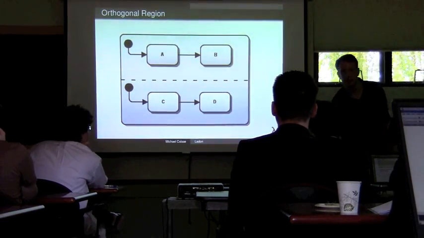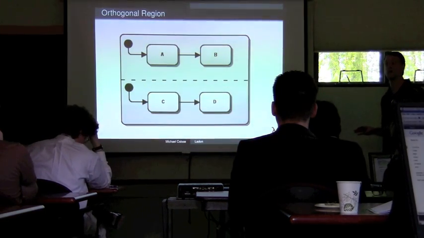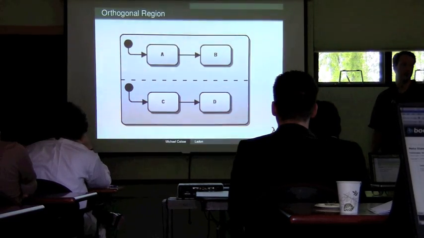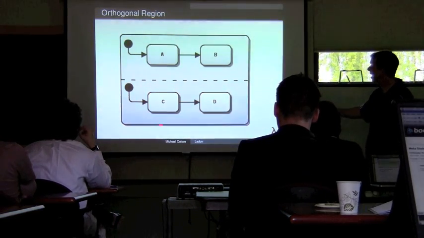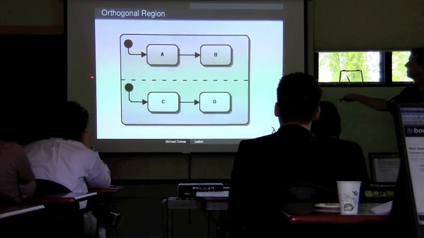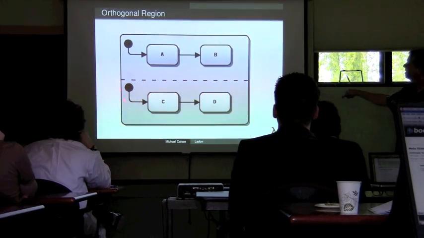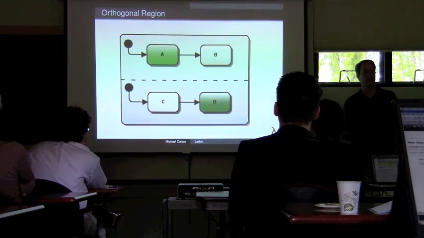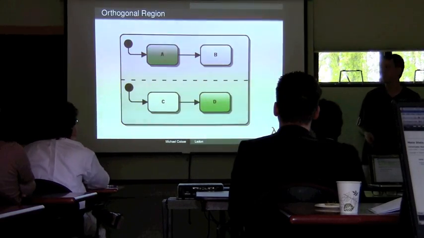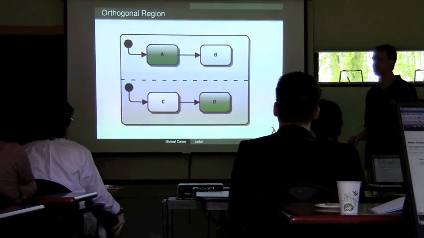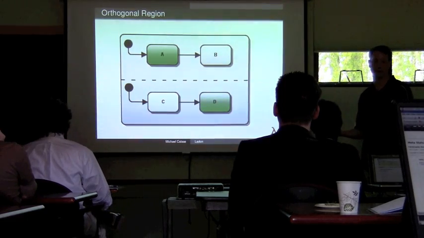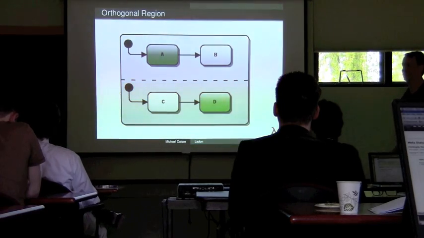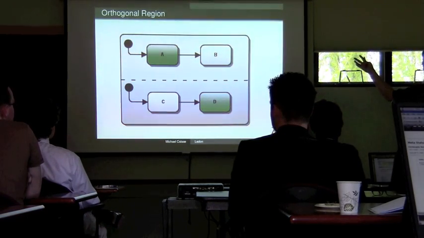And this comes back to my simplistic view of life. You are in one state, and orthogonal regions break that completely. What an orthogonal region means is this outer state has two regions, and within this state, I can actually be in A and D at the same time. Well, that's really nice if you want to think about parallel processing of some sort, but it suddenly becomes incredibly hard to reason about again. I now have a state that has lots of states. This state has the combinatorial of all those other states.